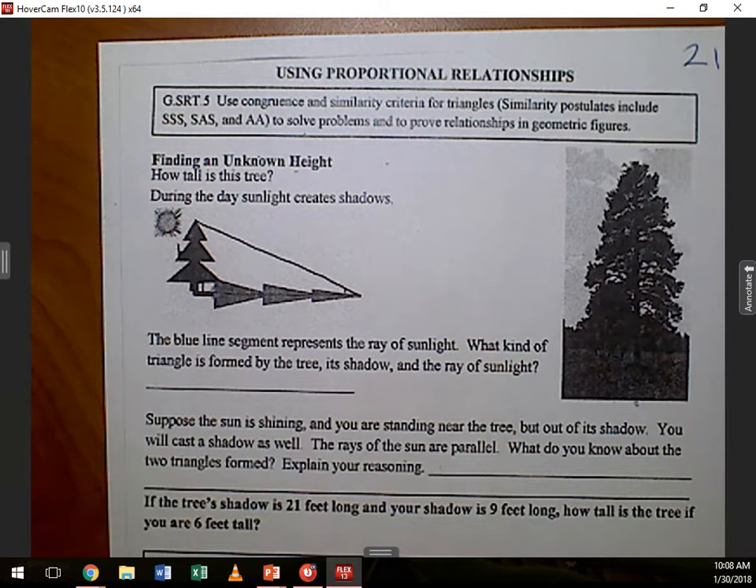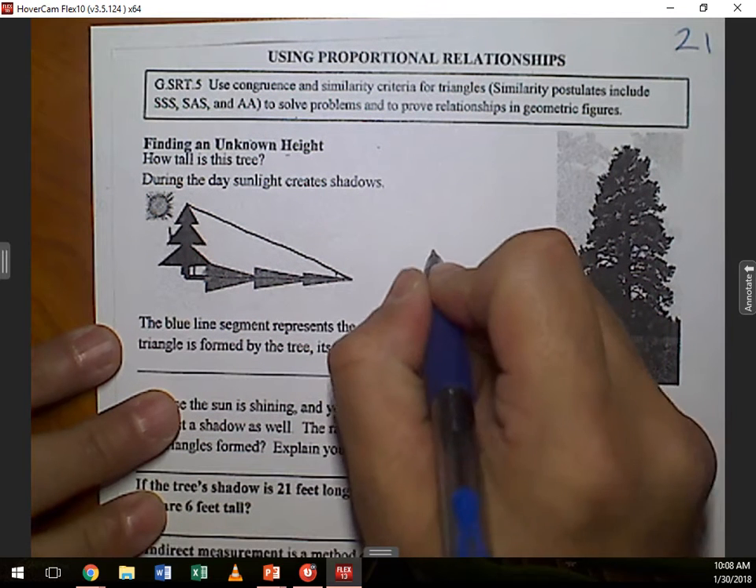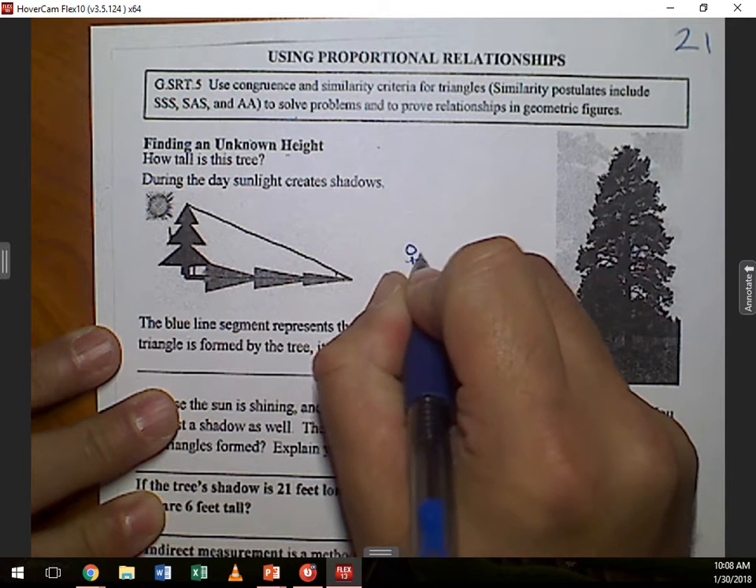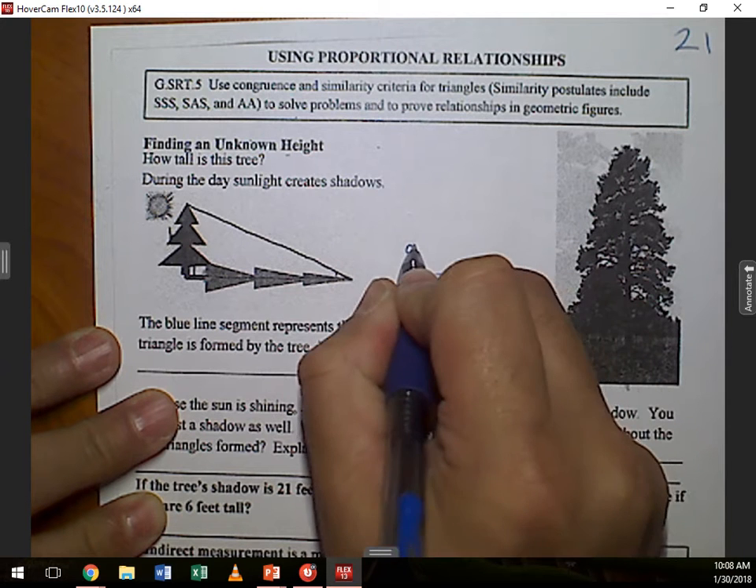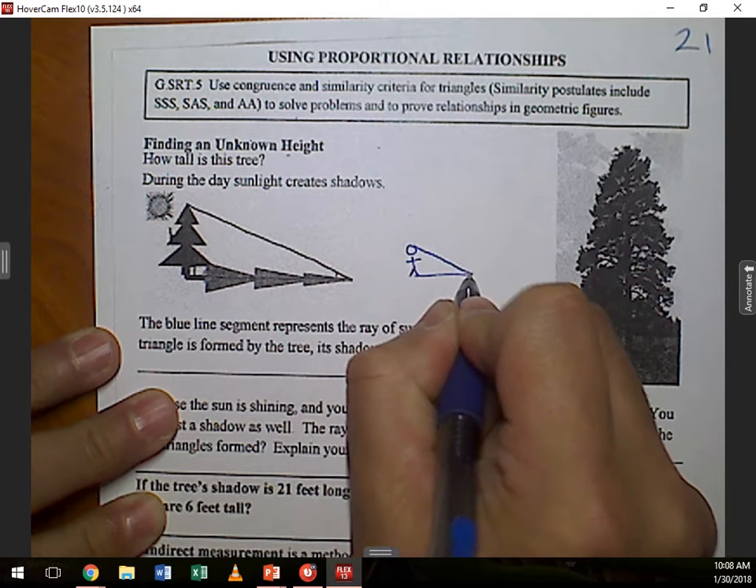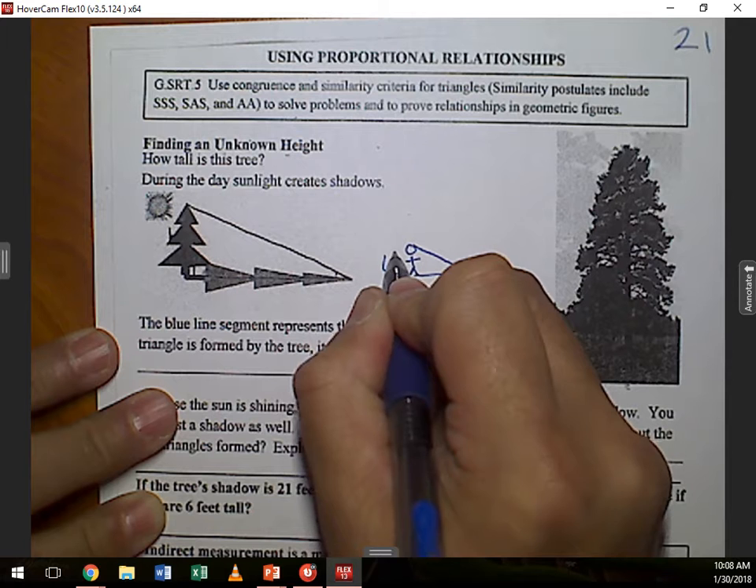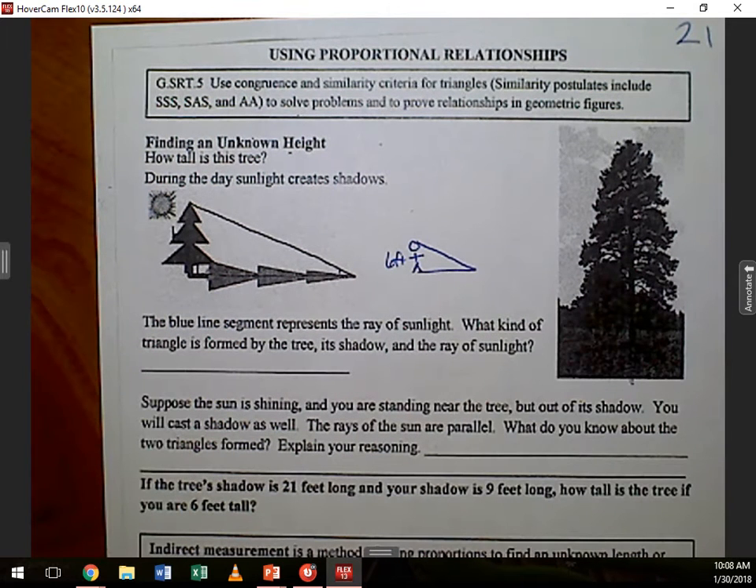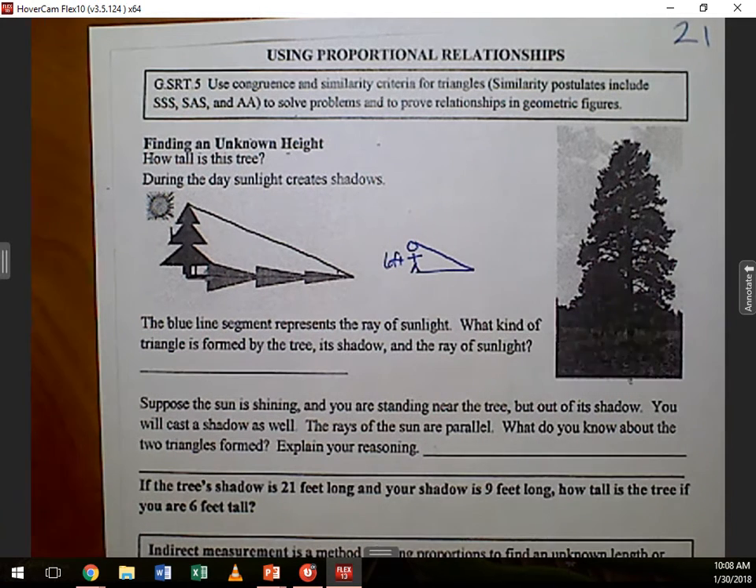So I'm going to draw this person. I'm going to say this person is annoying and spits on people. I'm going to give this person credit. Let's say 6 feet tall. This person is 6 feet tall, and at this current time of the day is casting a 9-foot long shadow.